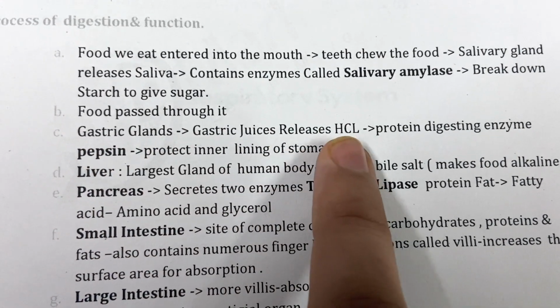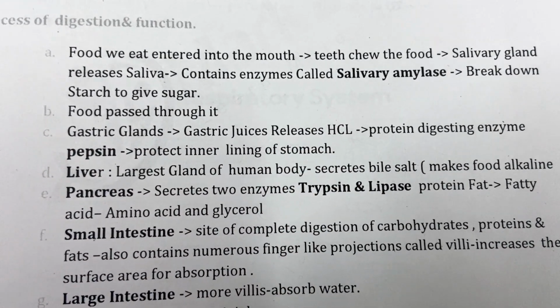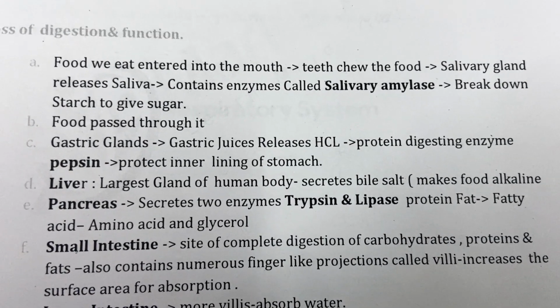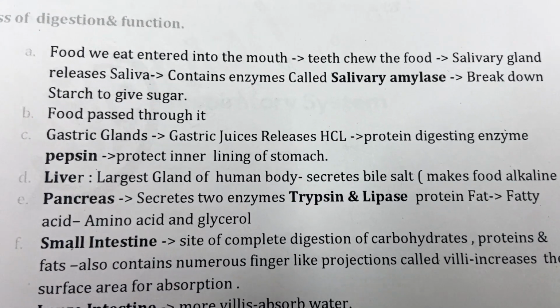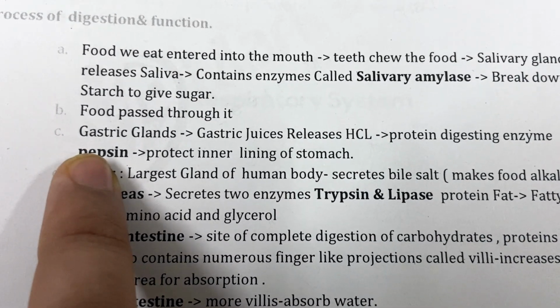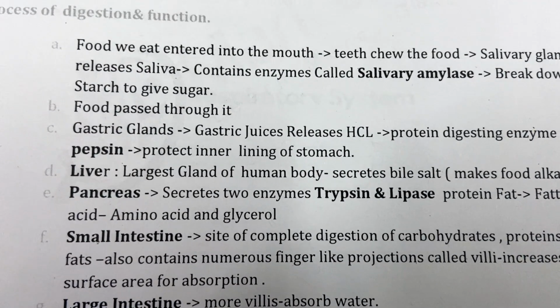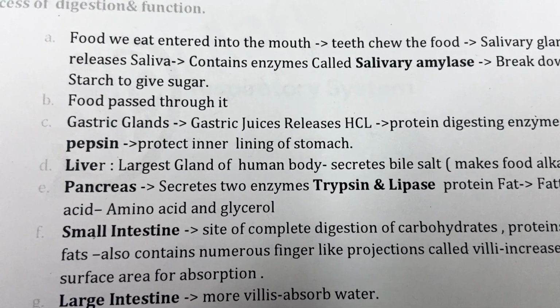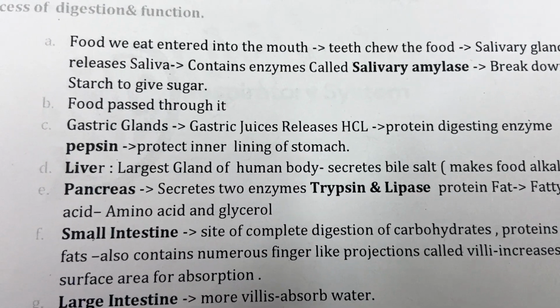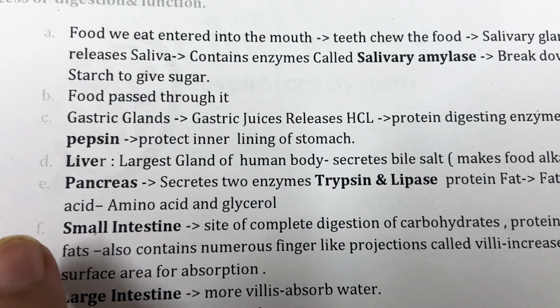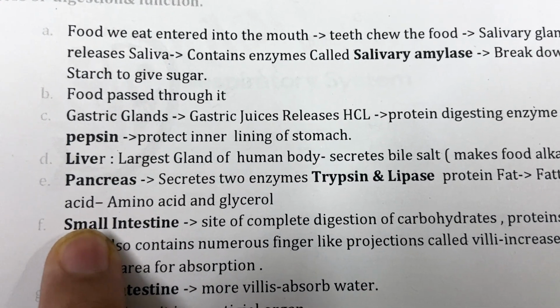Now the stomach has HCl, but the stomach is protected from this hydrochloric acid by the presence of a mucus coat. The stomach also has an enzyme known as pepsin. Pepsin acts on the proteins and converts them into simpler forms known as peptones. Then the food from the stomach enters the small intestine.